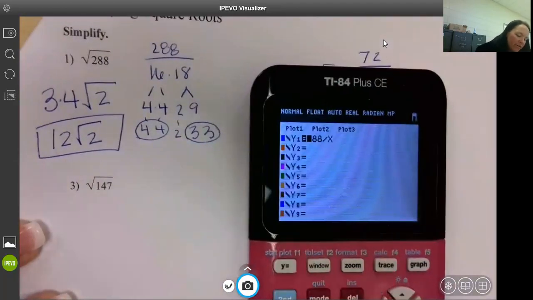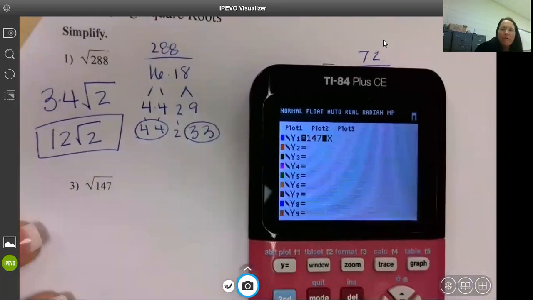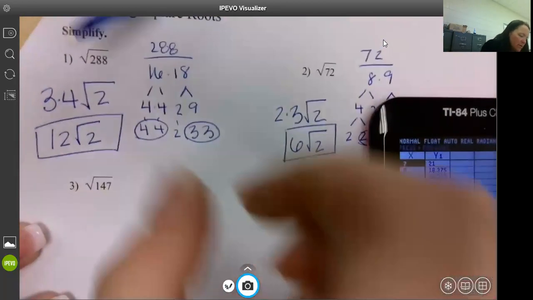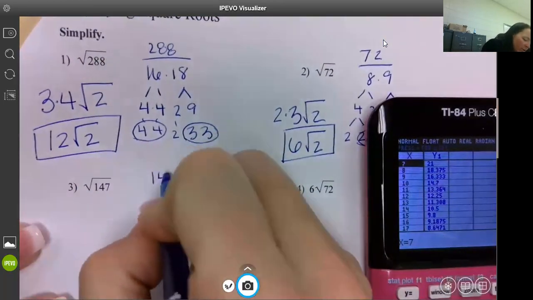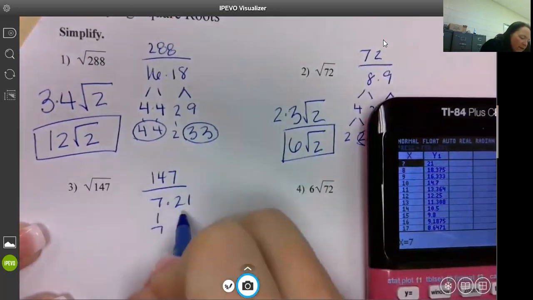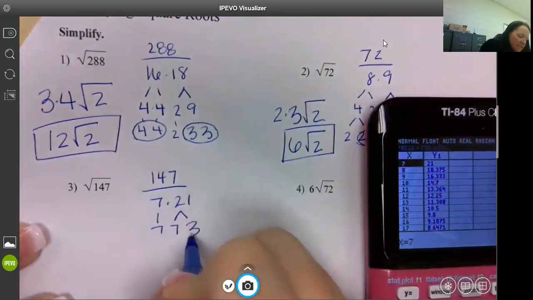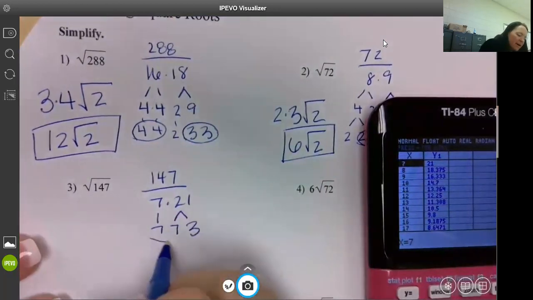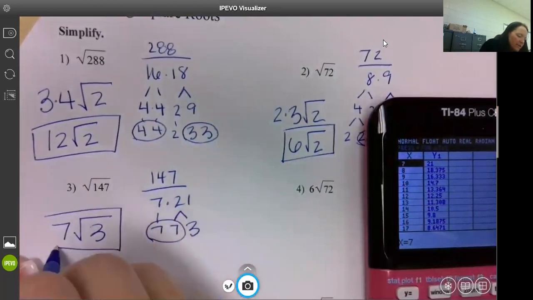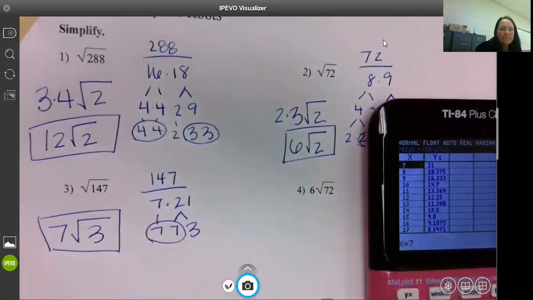147. Again, if you don't know the factors, just type it in your calculator. 147 divide x. Second graph. There's good factors 7 and 21 because I know those. 147 is 7 and 21. 7 won't break down. 21 breaks into 7 and 3. So I have a pair of 7s. I left a 3. There's nothing to multiply or put together.